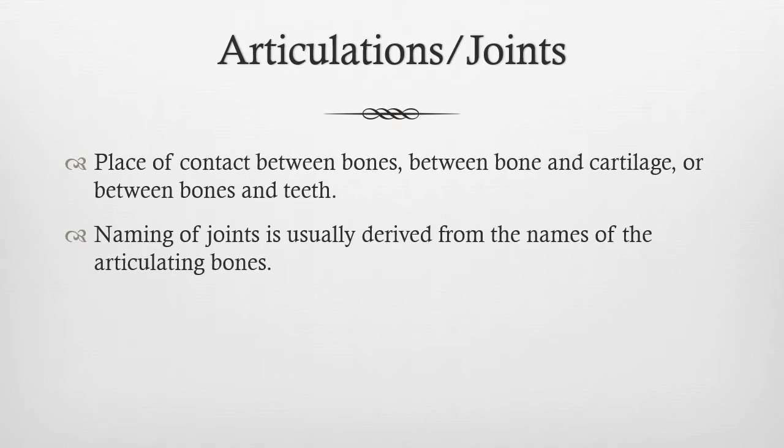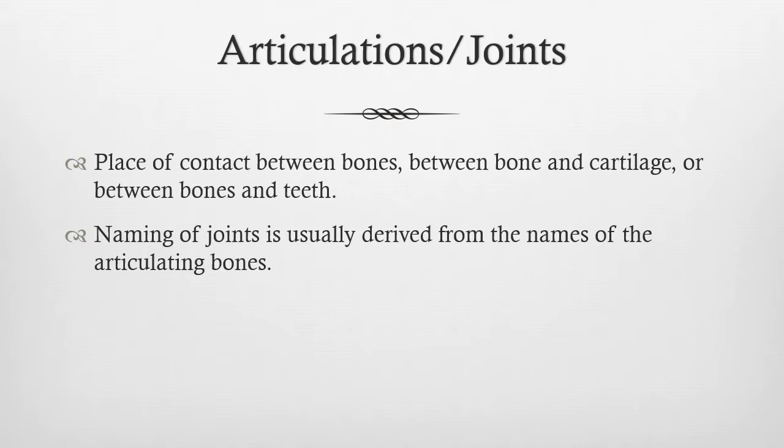And so anywhere that we have two bones coming in contact with one another, we're going to have a joint. Anytime that we have bone and cartilage coming in contact with one another, we're going to have a joint. And anywhere that we have bones and teeth coming together, we also have joints as well.